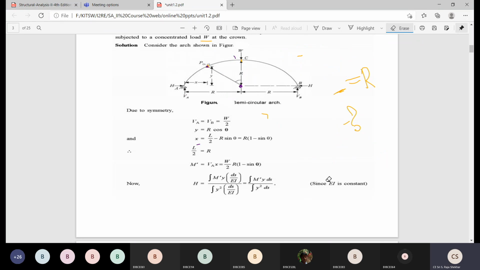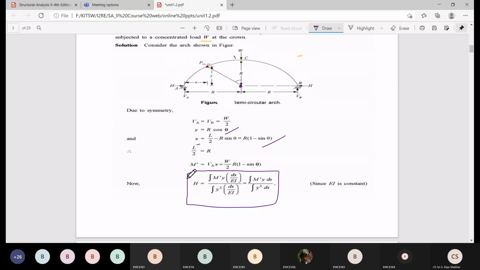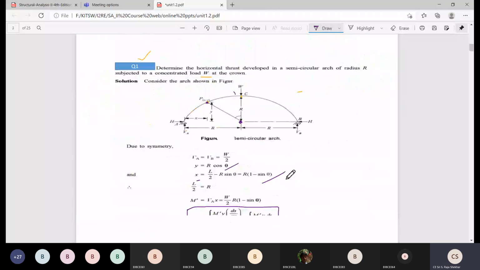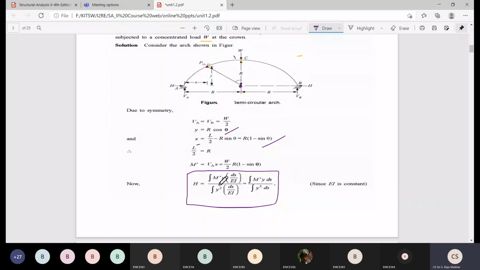For a semicircular arch, x is equal to R into 1 minus sin theta, and y is equal to R cos theta. Now for the calculation of the H value, we use the formula we saw in our previous slides. H is equal to the integration of M dash y ds by EI, whole divided by the integration of y square ds by EI.